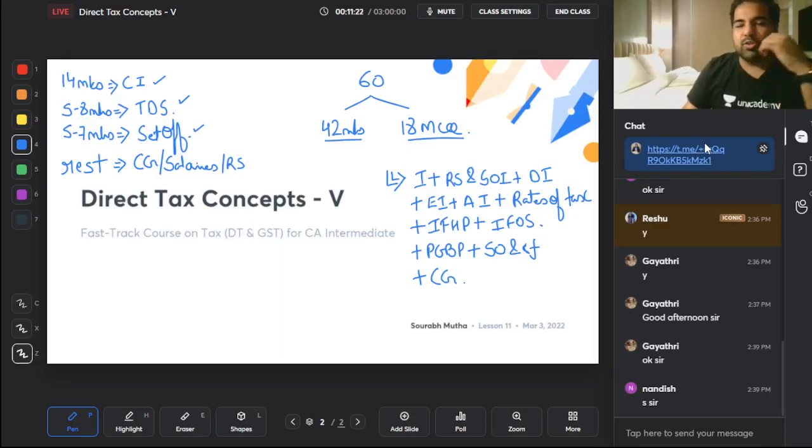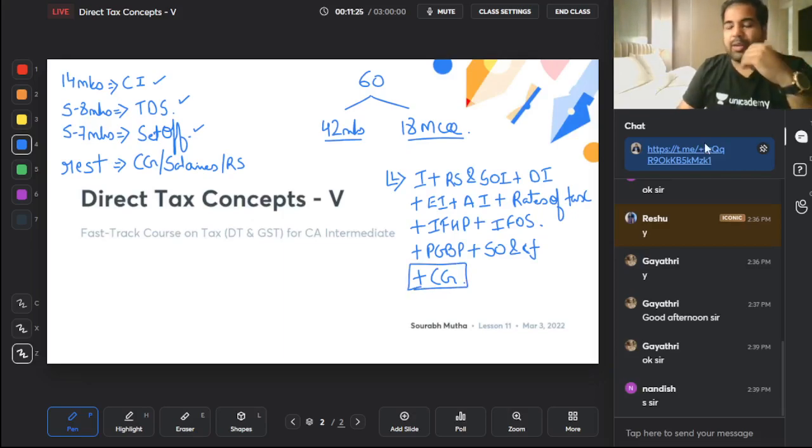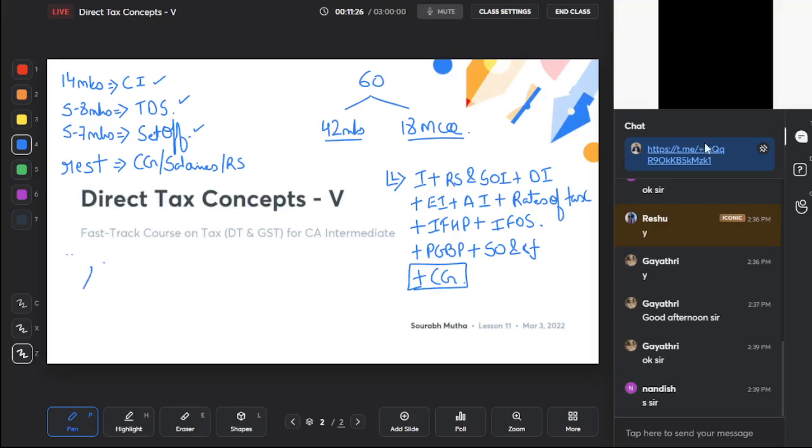And today's session is going to be working on capital gain. We will finish capital gain and we will move ahead to sums on capital gain. So today's session is going to be about capital gain.